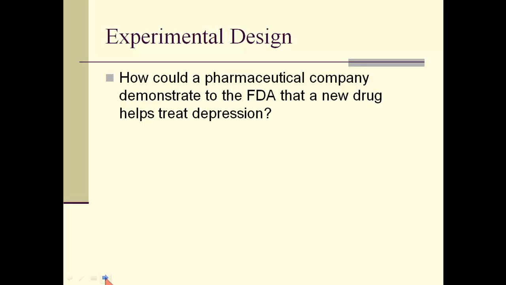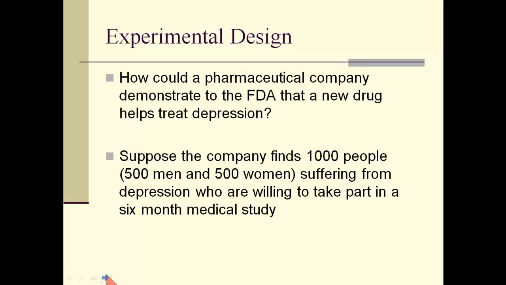A context that I'm going to use is a series of scenarios all centered around this case study. How could a pharmaceutical company demonstrate to the FDA, the Food and Drug Administration, that a new drug helps treat depression? So if you didn't know this, you need to understand that when a company like Eli Lilly develops a new drug and wants to put it on the market, they have to demonstrate to the FDA that the drug is both effective and safe.